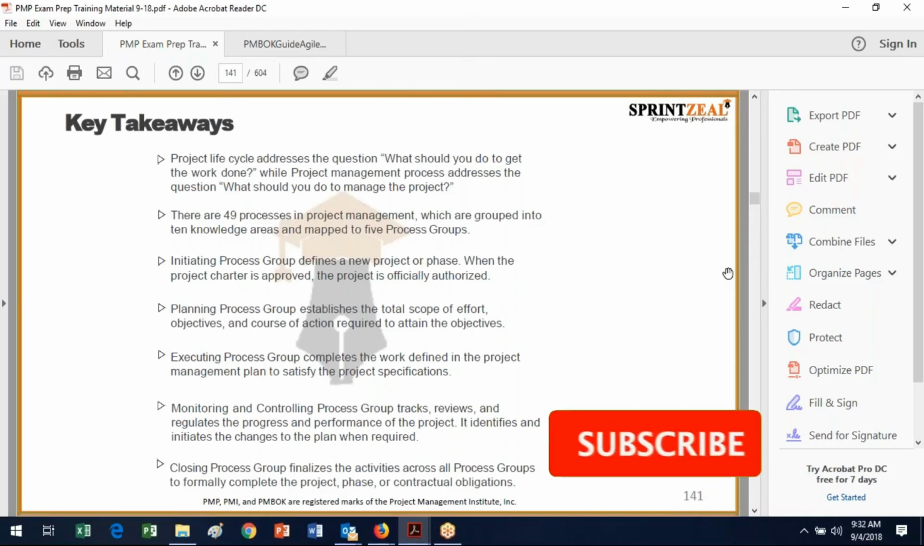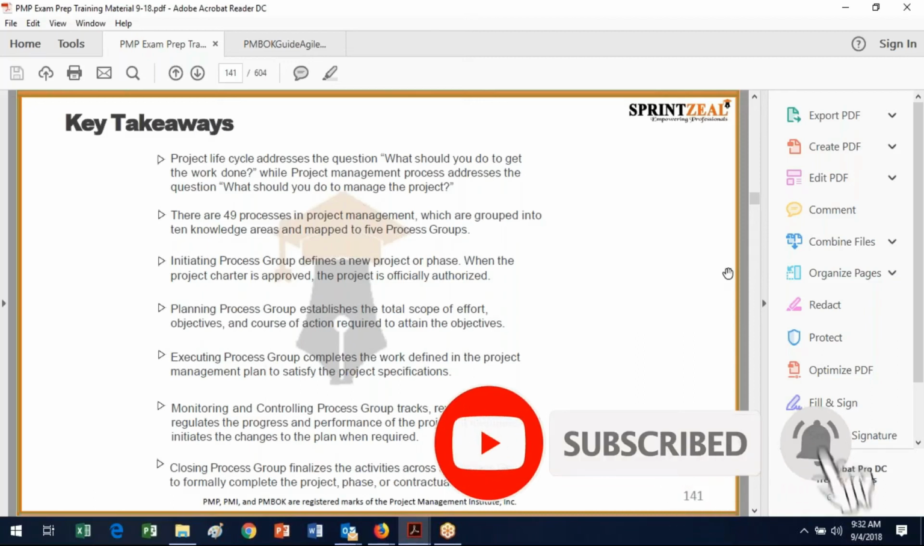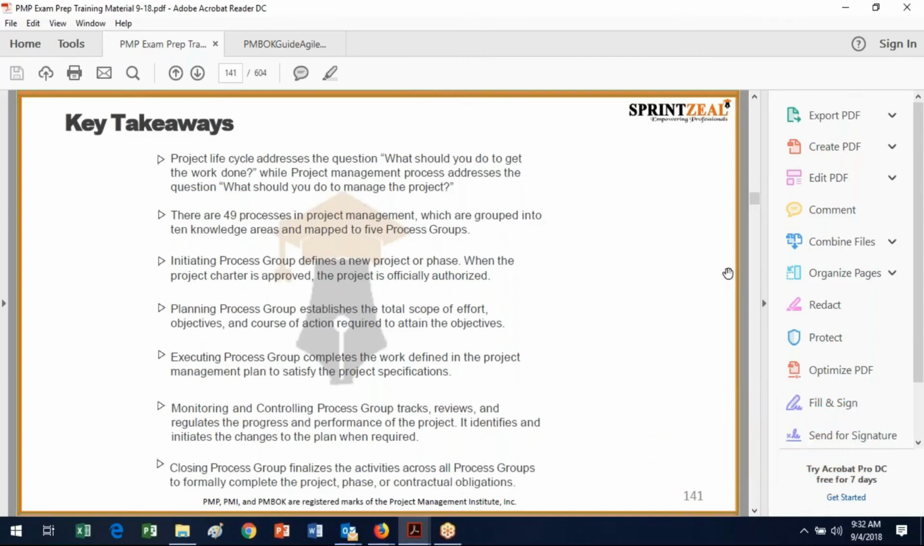Initiating defines the new project or phase. Planning establishes the total scope of the effort, the objectives, and the course of action to obtain the objectives. And there are the most processes in planning. Executing completes the work defined in the project to satisfy the project specifications. And monitoring and controlling overarches everything and regulates the performance on the project. And again, it deals with the change management processes. And finally, last but not least, closing finalizes the activities across the process groups and completes the project.